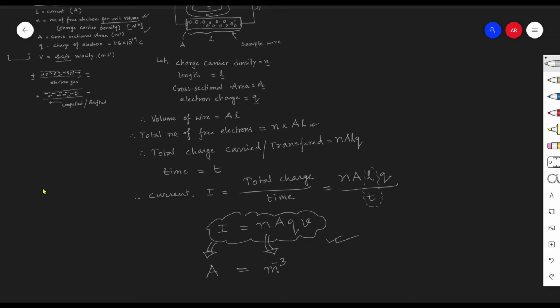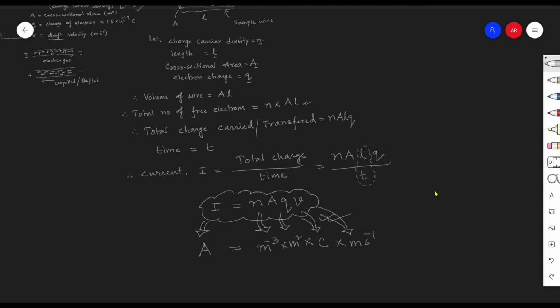Many of the students used to consider this to be just a number, and they quite often forget that it has some unit. It has unit, it is per meter cube. Area of the cross section is meter square. Then charge, the charge is coulomb, and finally the velocity, which is meter per second.